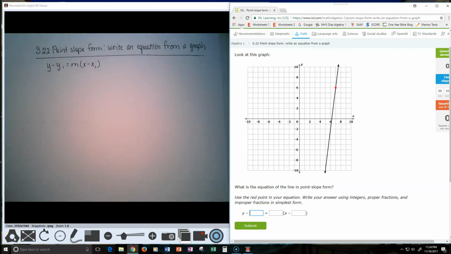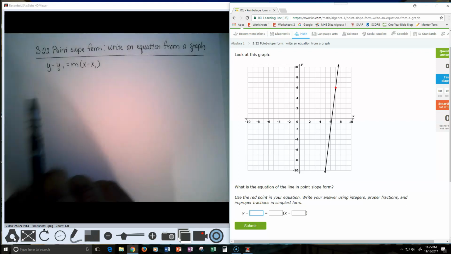Welcome back. We're going to look at S22 point-slope form. We're going to write an equation from a graph. Look at this graph. What is the equation of the line in point-slope form? Use the red dot in your equation. Write your answer using integers, proper fractions, and improper fractions in simplest form.